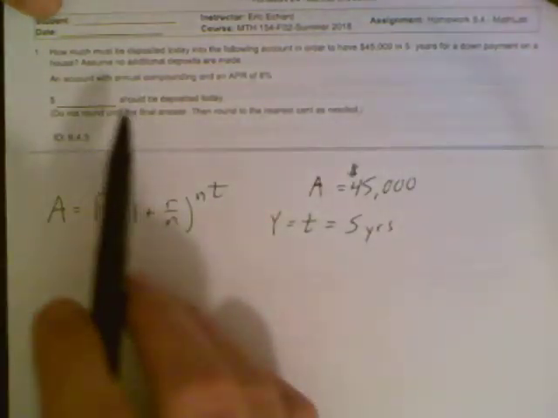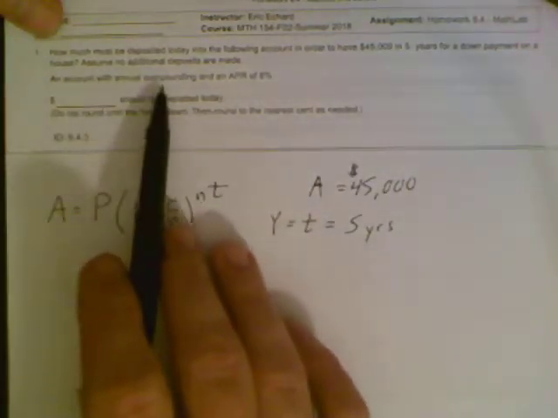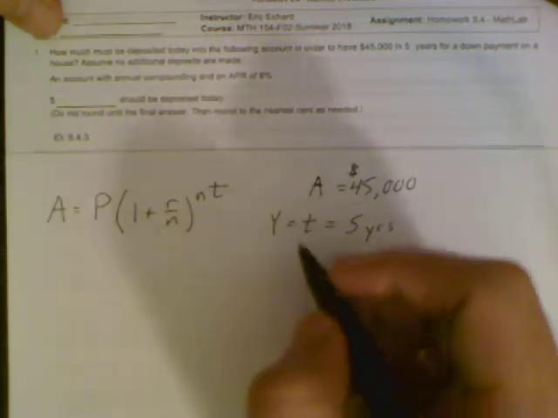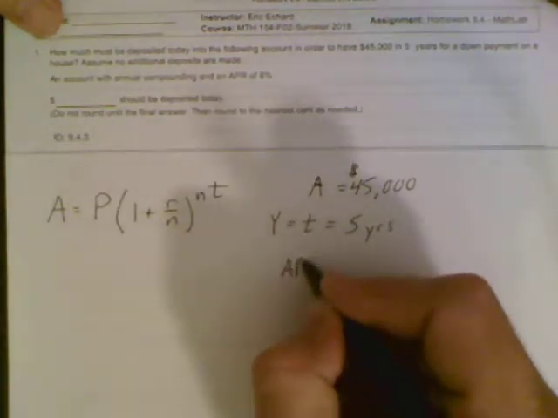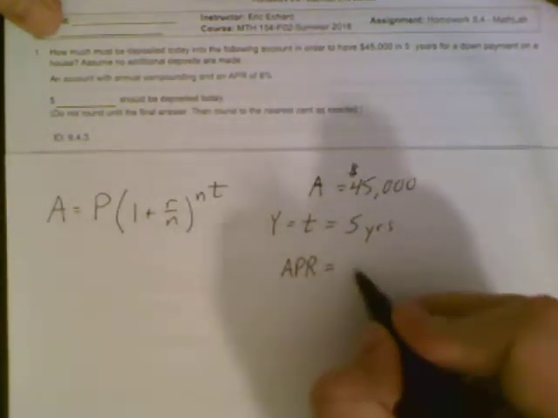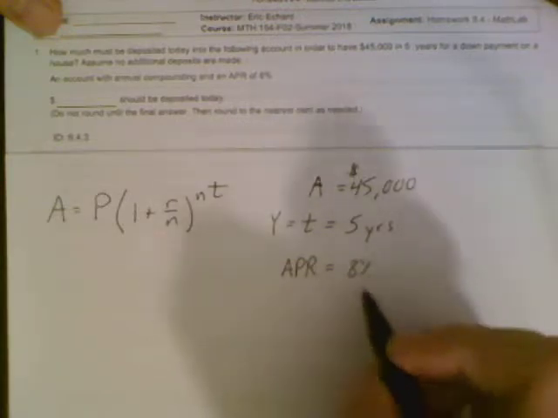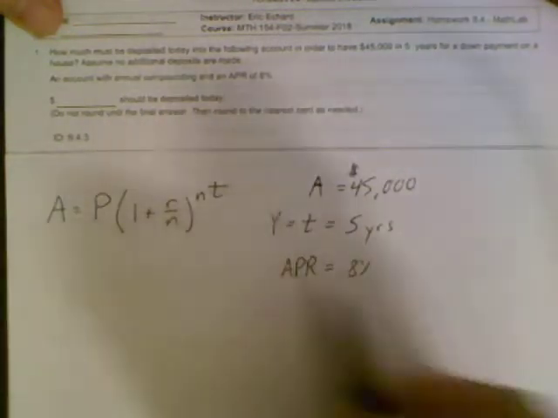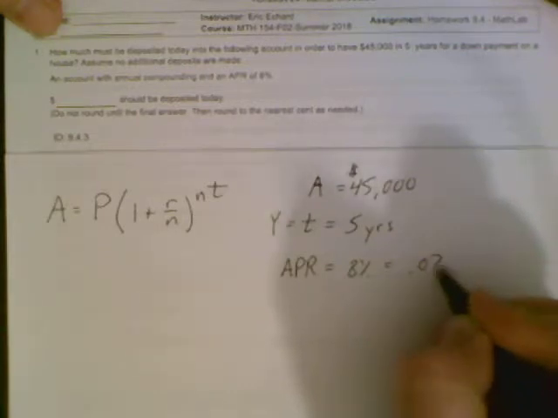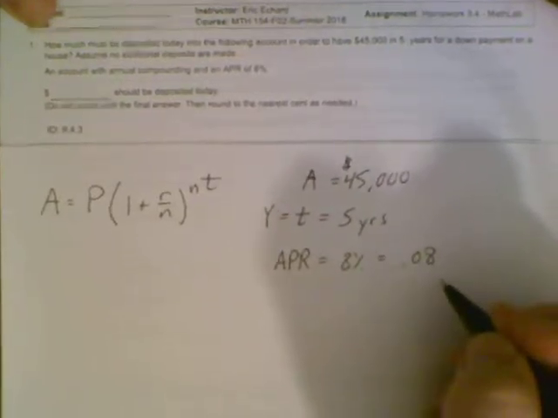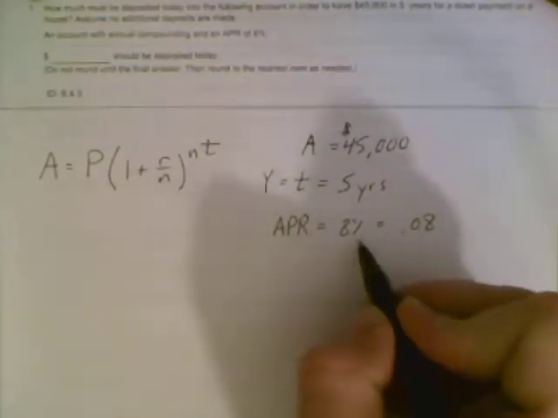We also are looking at this information that says an account with annual compounding and an APR of 8%. So I'm going to write down APR first. In terms of APR, APR is 8%, but we cannot plug 8% into this formula as it is. We first must change that to 0.08, a numerical value that doesn't have the unit of percentage on it.